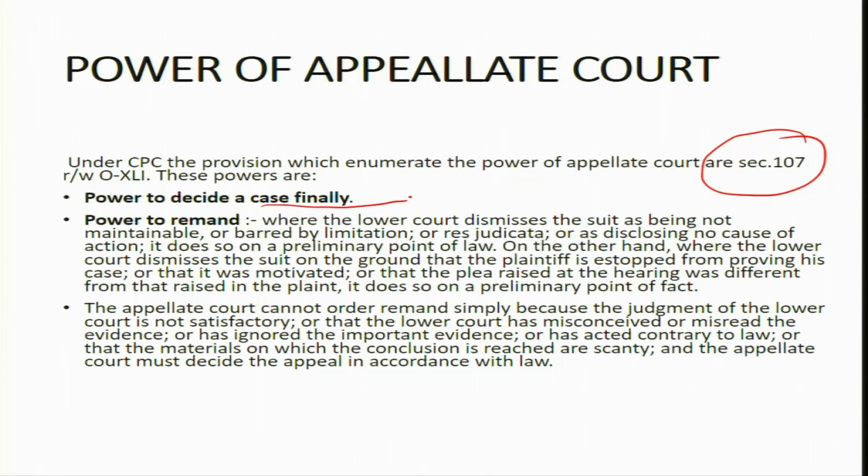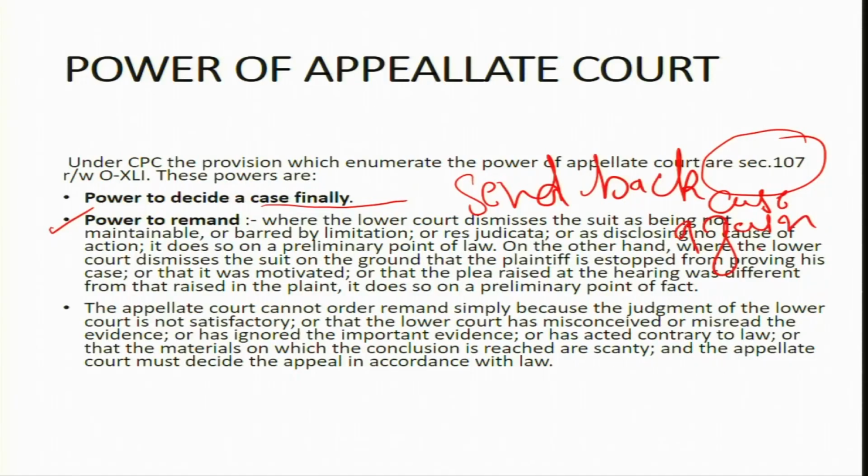The first power is the power to decide the case finally, no doubt, this is very easy. Second, the power to remand. Remand means to send the case back again before the lower court. But this power is very rare. So, the power to remand, this is very interesting.